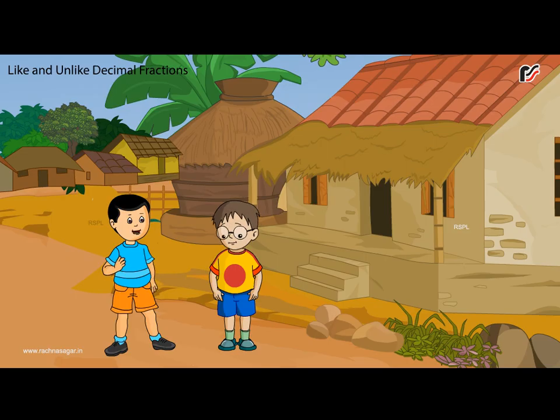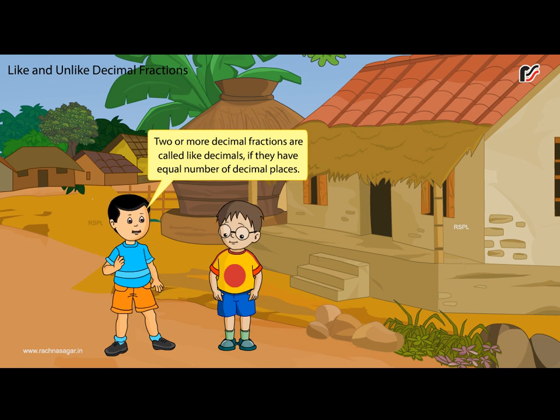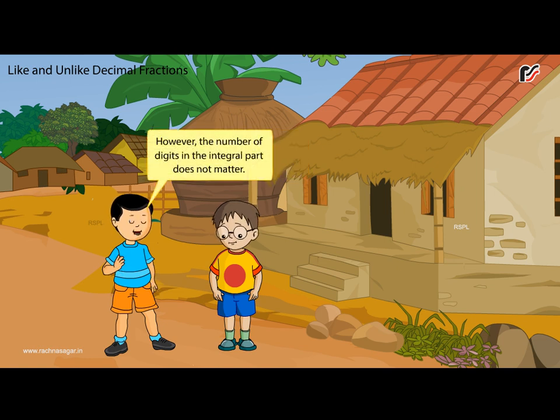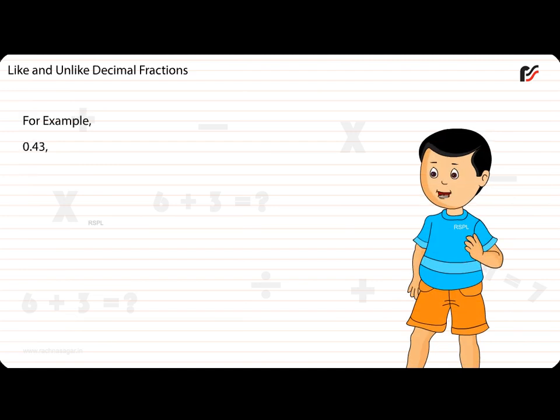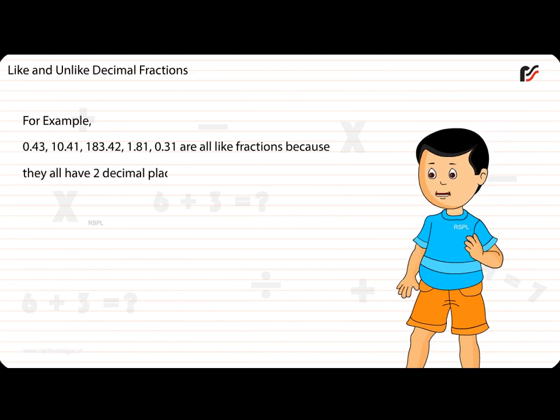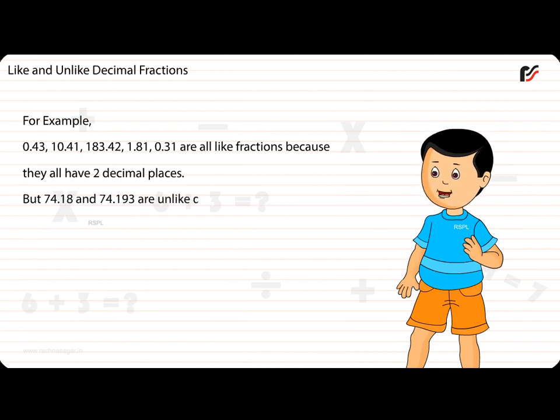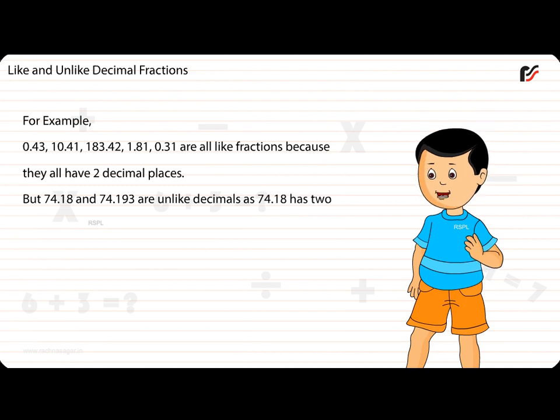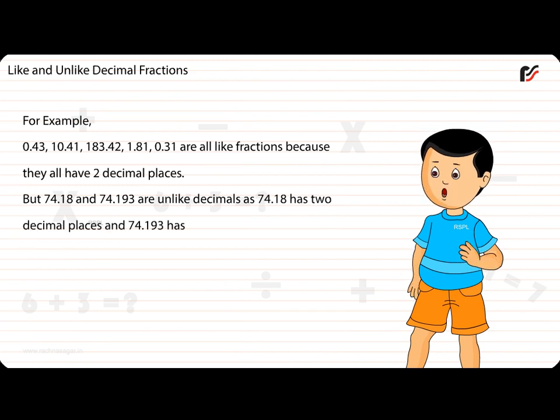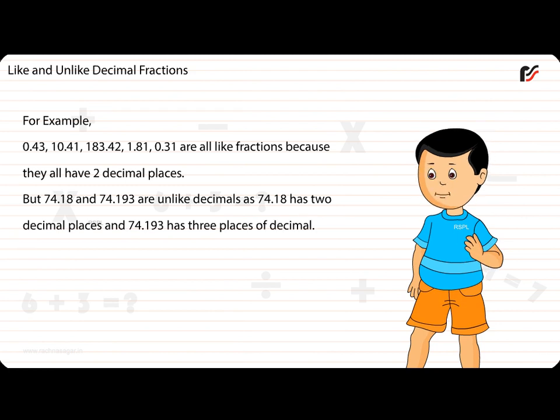Like and unlike decimal fractions. Two or more decimal fractions are called like decimals if they have an equal number of decimal places. However, the number of digits in the integral part does not matter. For example, 0.43, 10.41, 183.42, 1.81, 0.31 are all like fractions because they all have 2 decimal places. But 74.18 and 74.193 are unlike decimals as 74.18 has 2 decimal places and 74.193 has 3 places of decimal.